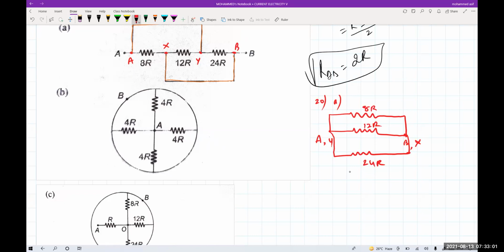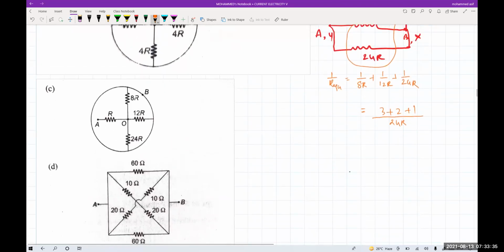Is it clear? So all this will be in which combination? Parallel combination. So R effective will be equal to how much? 1 by R equivalent will be equal to 1 by 8R plus 1 by 12R plus 1 by 24R. Take the LCM for this, so this will be 1 divided by 24R times 3 plus 2 plus 1. So R equivalent will be equal to 4R.